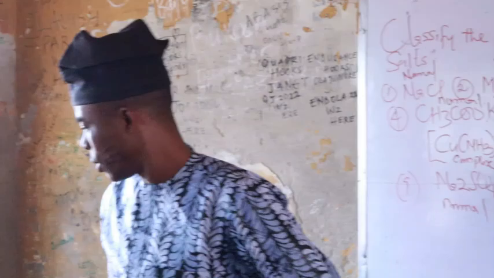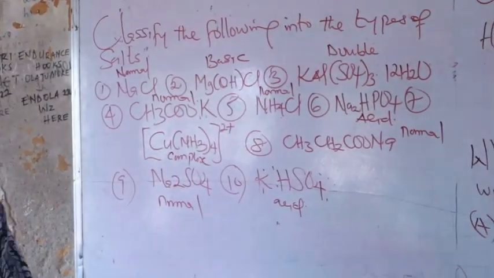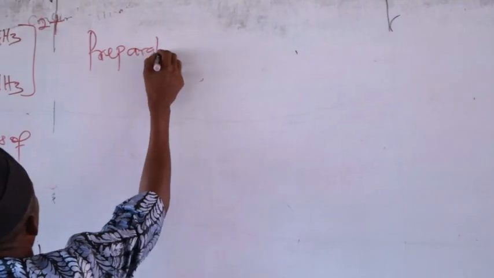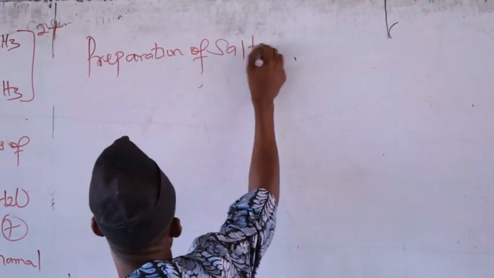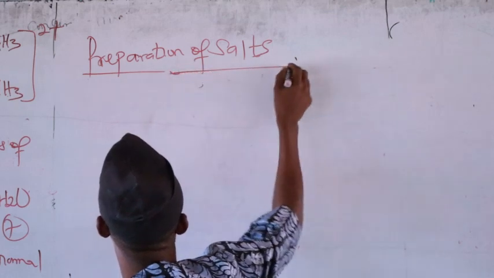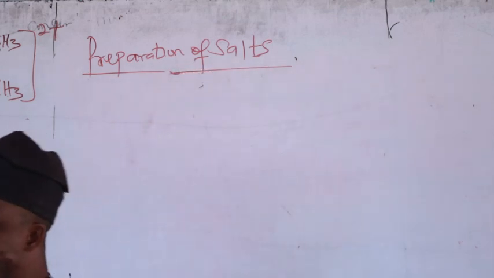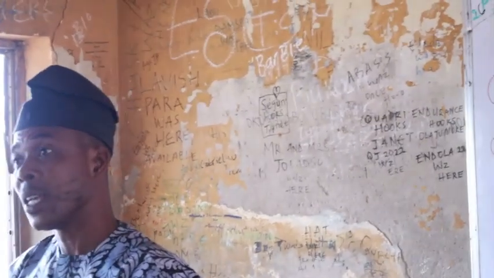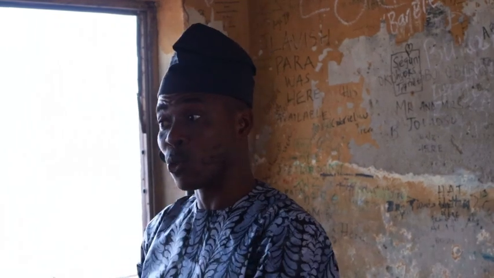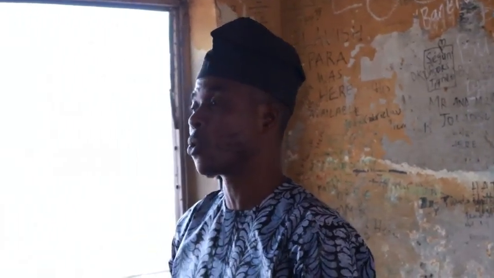Preparation of salt. Now, the method chosen to prepare a salt depends on the solubility of the salt. That means you can classify preparation into 2: soluble salt and insoluble salt.